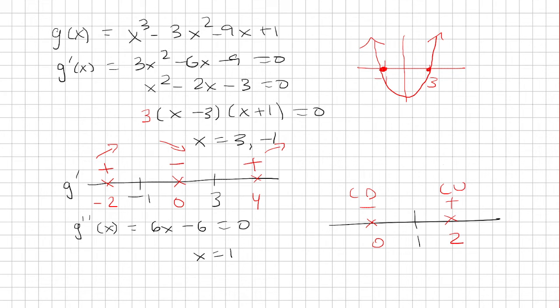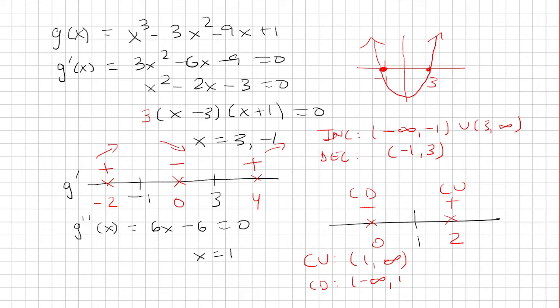Okay, so let's answer the questions here. What intervals is it increasing and decreasing? So increasing from negative infinity to negative 1, and 3 to infinity. Decreasing everywhere else, in other words, from negative 1 to 3. So when is it concave up? Concave up is 1 to infinity. Concave down is negative infinity to 1.